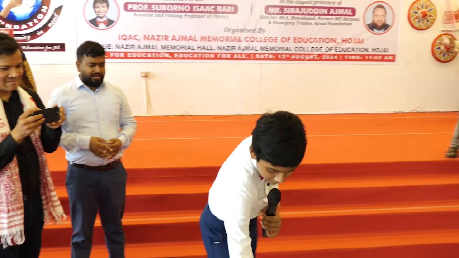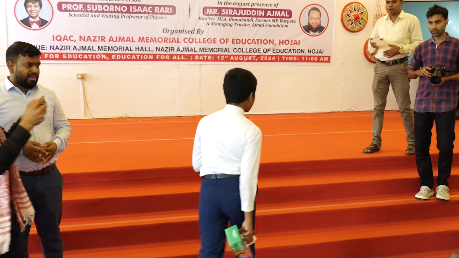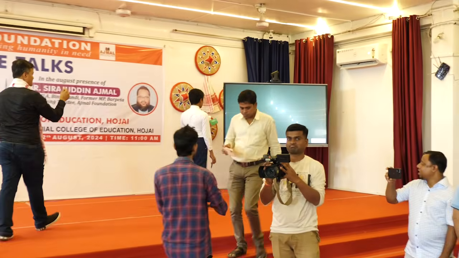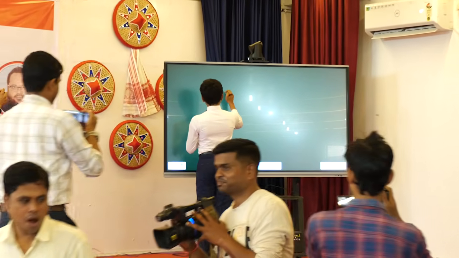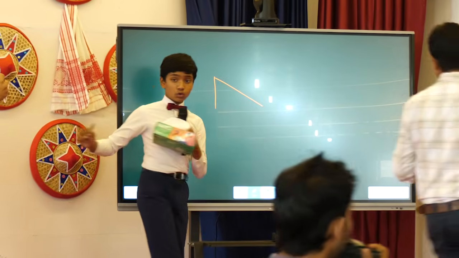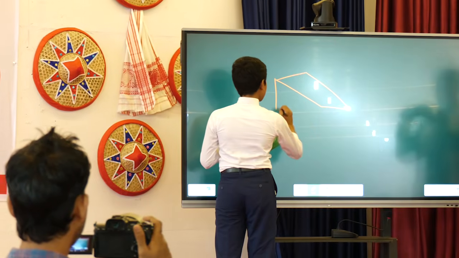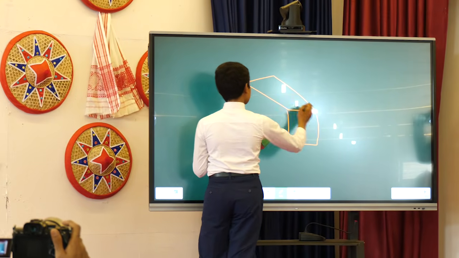So let's say I pick up this tissue box right over here. So this tissue box looks like this, right? So we've got this tissue box looks like this.